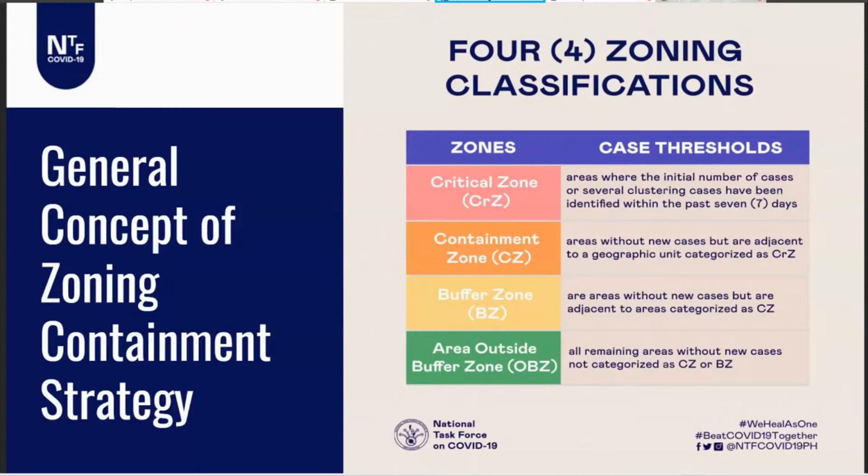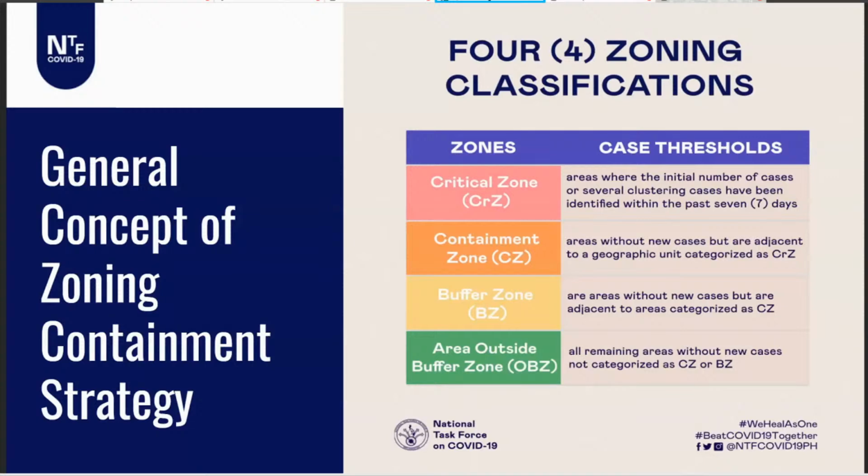So pag critical zone, this refers to the areas where initial number of cases or several clustering of cases have been identified within the past 7 days. Yung containment zone naman are those areas without new cases but are adjacent to the geographic unit categorized as critical zone. The buffer zone, on the other hand, refers to the areas without new cases but are adjacent to the areas categorized as containment zone. And all remaining areas without new cases, yun po yung outside the buffer zone.